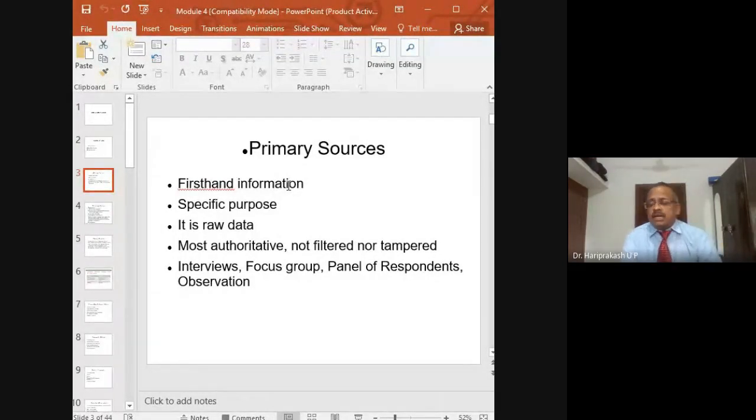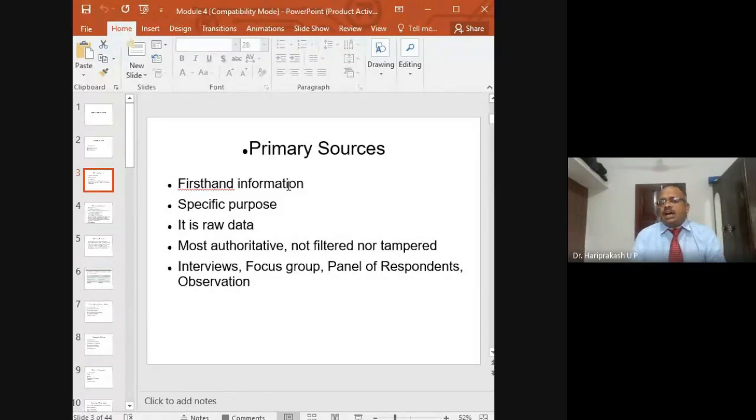It is raw data. Obviously, the data that is collected is not processed. It is not in the form of information. So it is raw data. You may use any technique, observation, focus group, interviews, anything. Once it is collected, it is very raw data. Further, you have to analyze and process that data to bring it to a meaningful form.